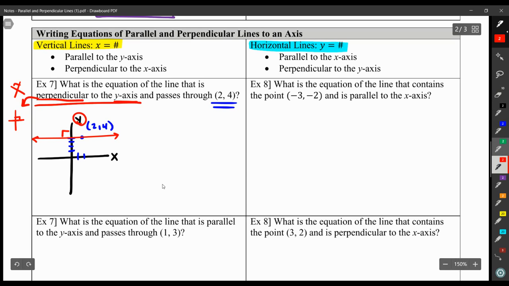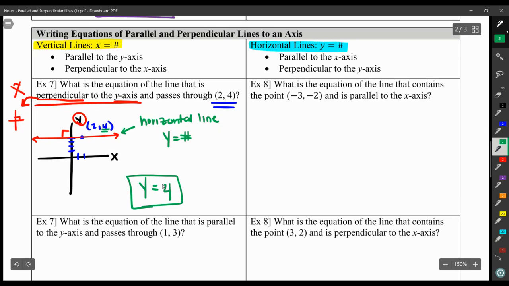So now that I have a picture, we're going to write the equation for that red line. First off, I notice that this is a horizontal line. And I know that horizontal lines are y equals a number. So the equation for this is going to be y equals. Well, what is the y? All the y's are the same throughout that entire line, so I'm going to use the point that I have. y is equal to 4. So the graph of y equals 4 is perpendicular to the y-axis and goes through the coordinate 2, 4.